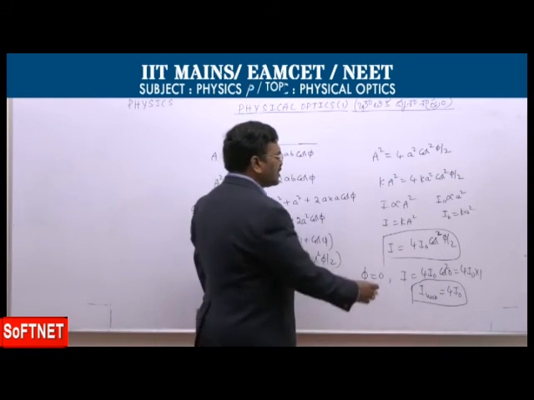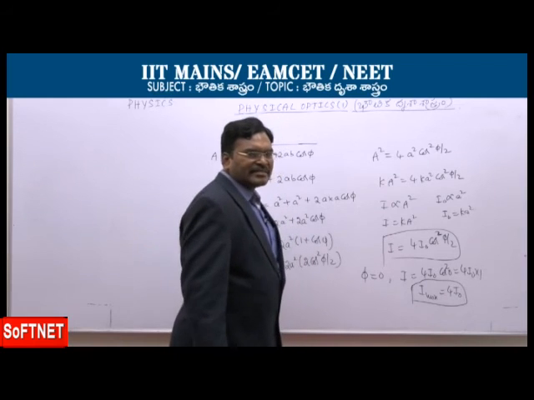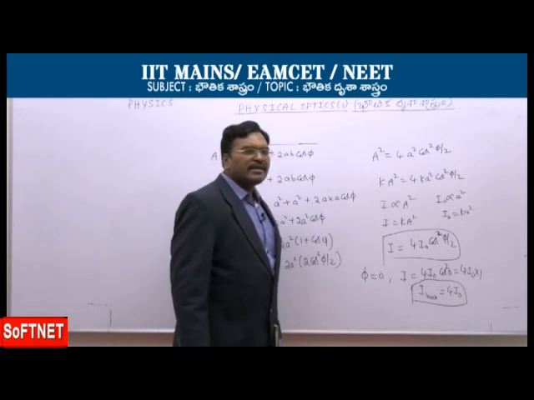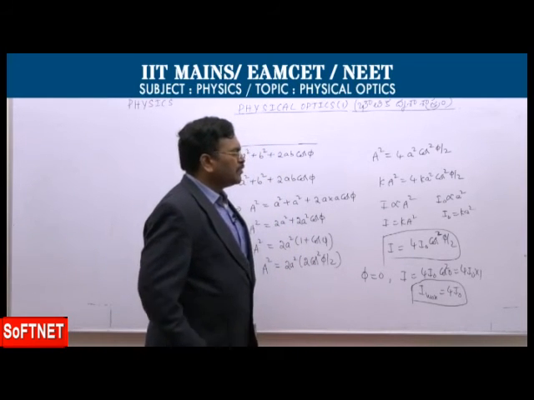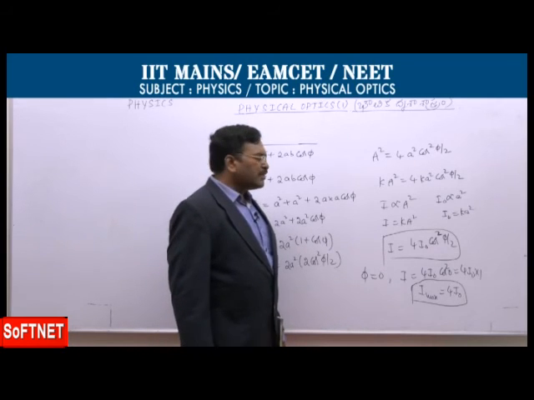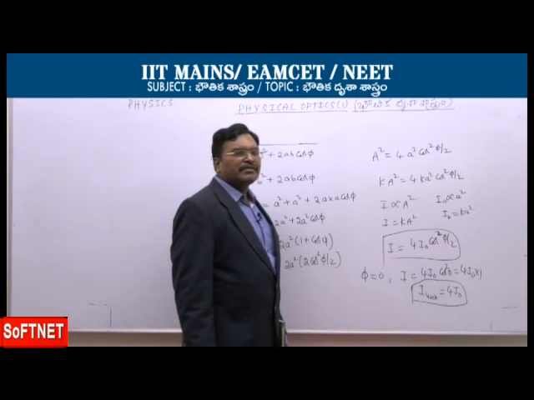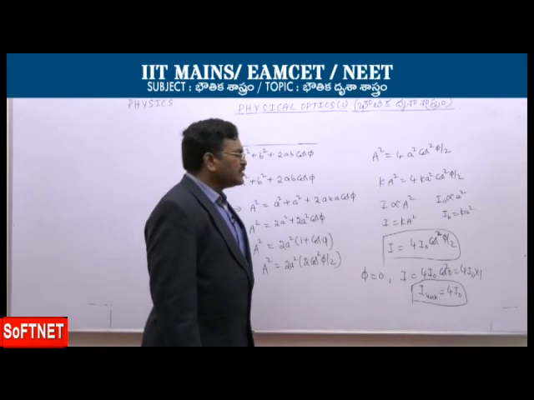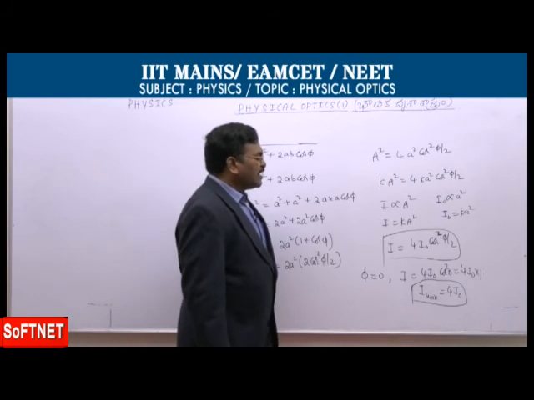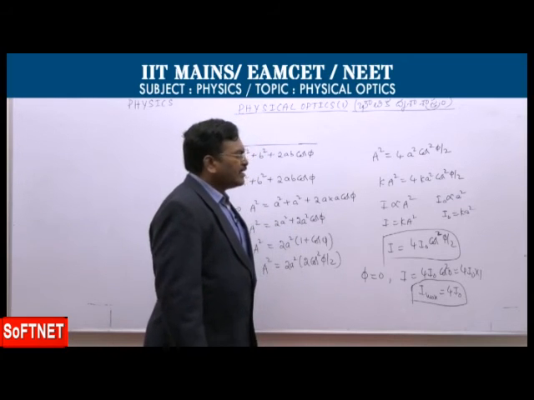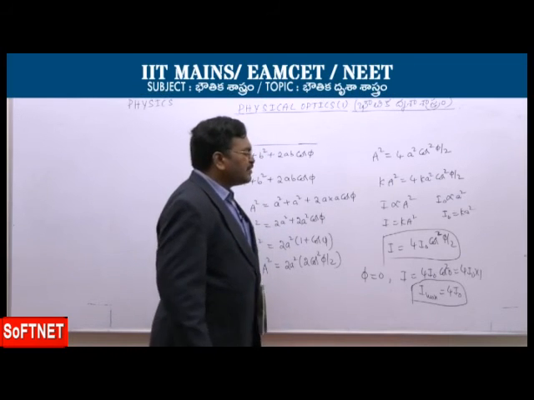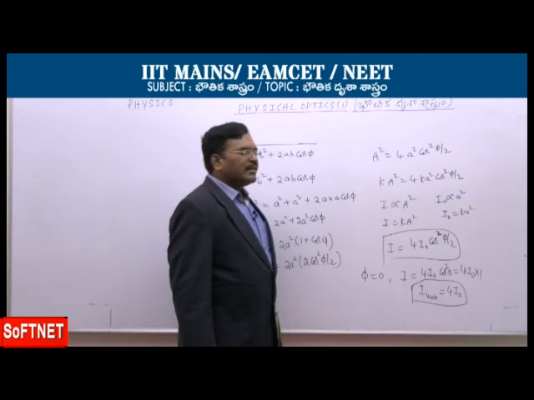Here, remember this formula: intensity in Young's double slit experiment. What is the resultant intensity? 4 I naught cos square phi by 2. Actually, suppose I naught is the intensity of one wave. Now, two waves are superimposed. At that time, intensity becomes what? Here, for a bright band, intensity becomes 4 I naught.